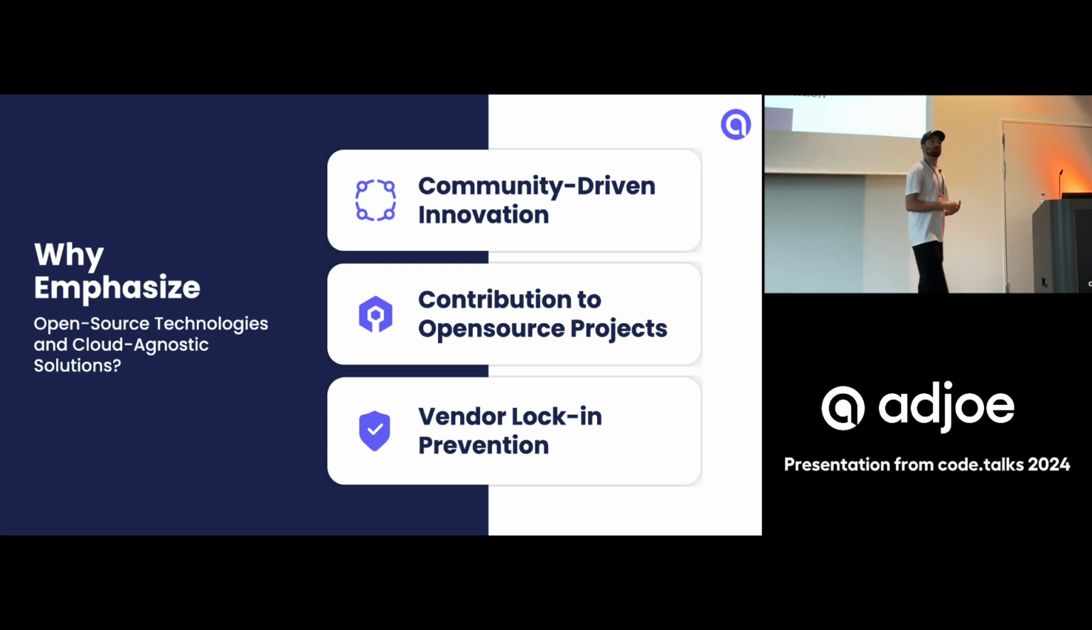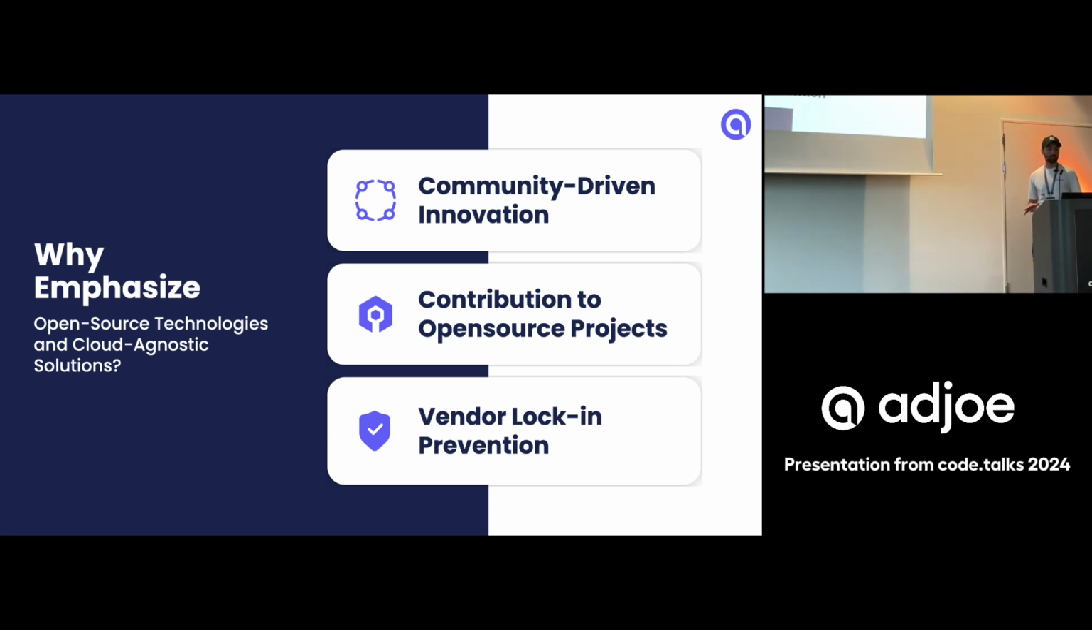Examples could be Druid operator. I don't know if you guys know about the Druid database. It's an open source columnar database that we also use at adjoe. Druid operator helps you to be able to deploy this database on Kubernetes efficiently. And we are one of the maintainers of this Druid operator. OpenObserve, I already mentioned that we contribute, and so on and so forth.